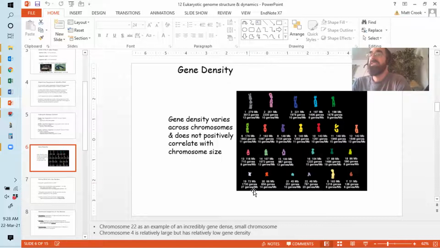So chromosome 19, it's only 72 million bases long, has 1,700 genes, right? So that's more than chromosome 4 in terms of genes, which is, what's that, probably 2.5, nearly 3 times the size, right? And so there's no real correlation between chromosome size and number of genes either. Obviously, the smaller they get, the fewer genes they can actually fit on there, but that's not really the main determinant.